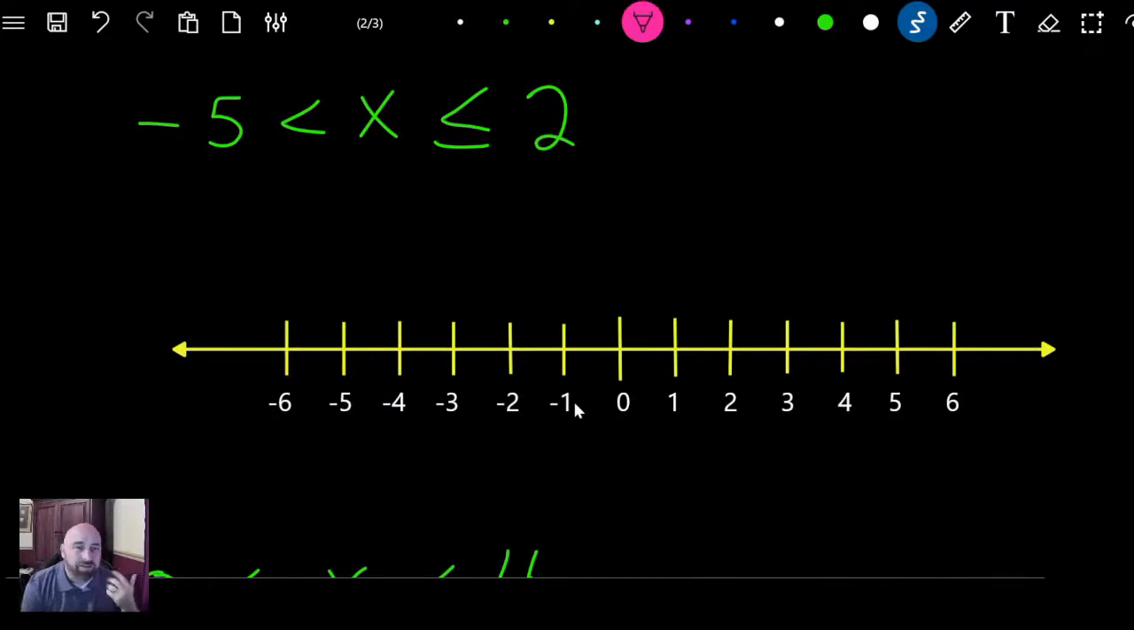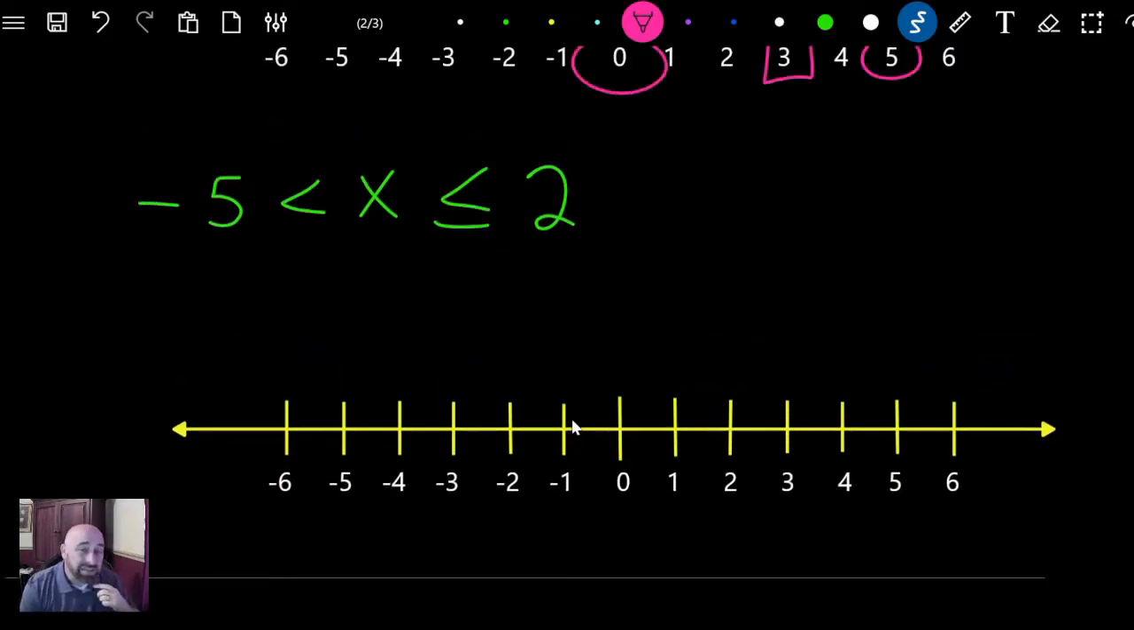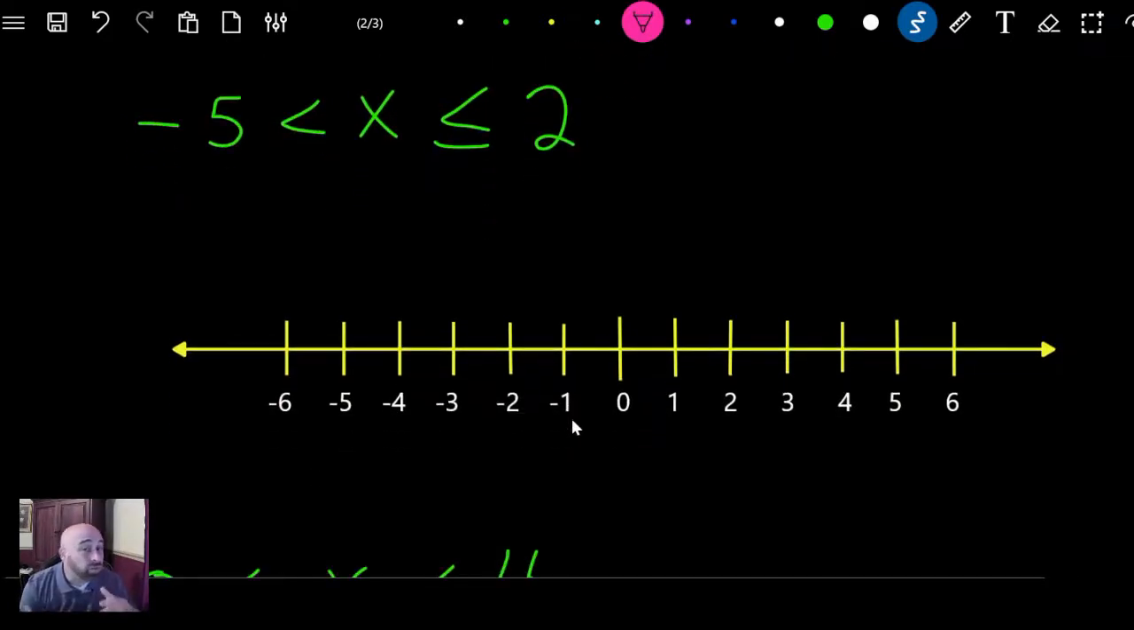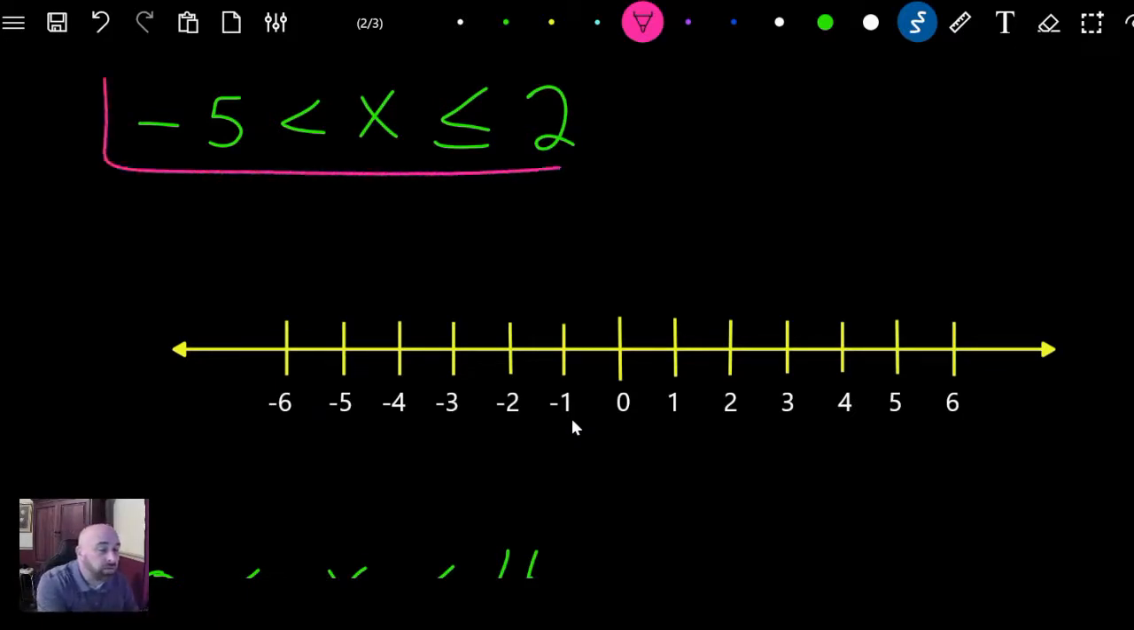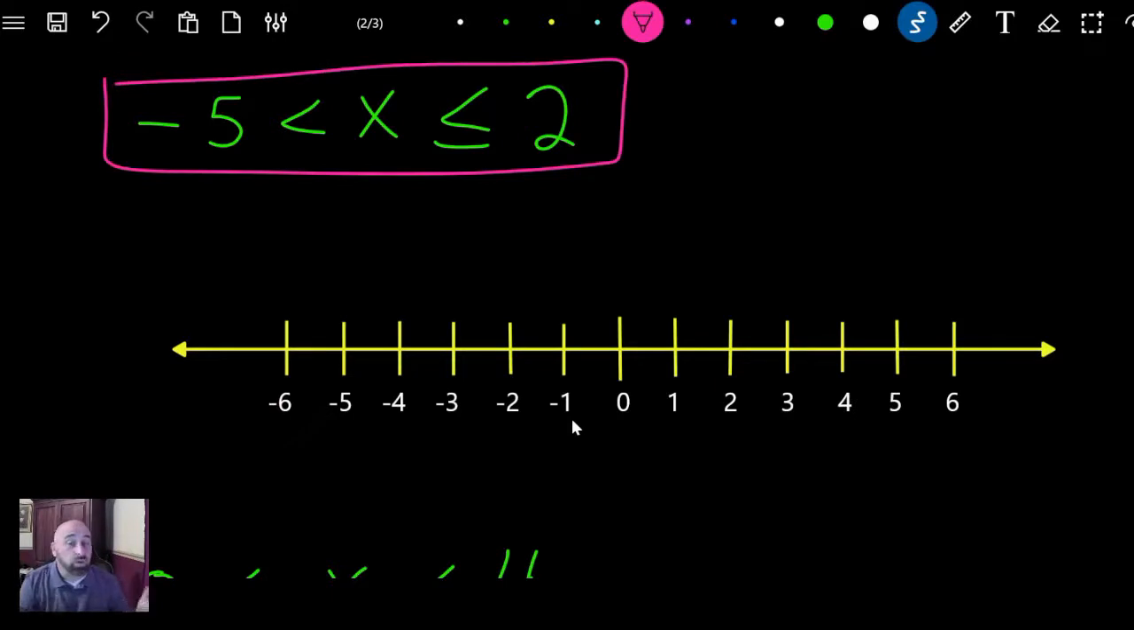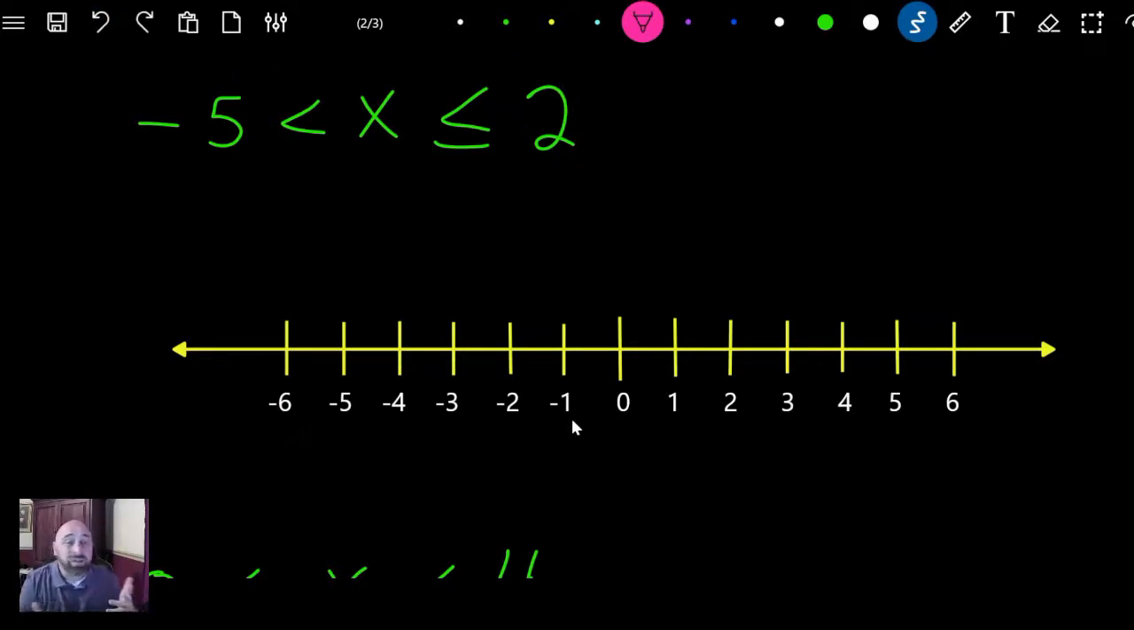The next thing that I want to do is I want to show you how to do what's called compound. Compound. So what does compound mean? Usually in English, right, compound means more than one. Okay, so this is compound. This is more than one. So look what we have going on here. We have more than one inequality. You really do them the same way. There's not much going on here.